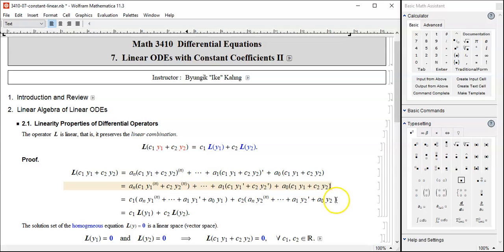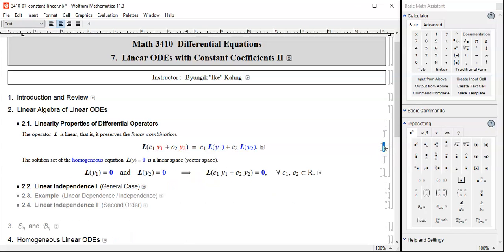And then we can rearrange them. And then this is the y1 part, and that's the y2 part. Then we have what we want, the right hand side: c1 times L of y1 plus c2 times L of y2. That completes the proof.